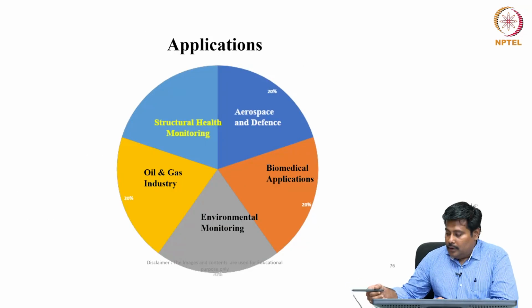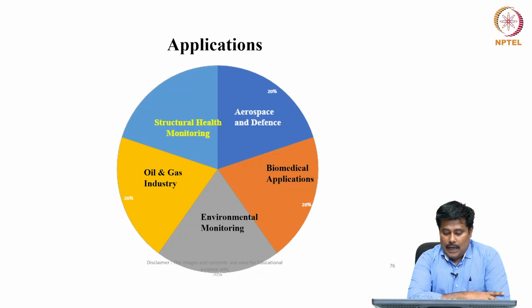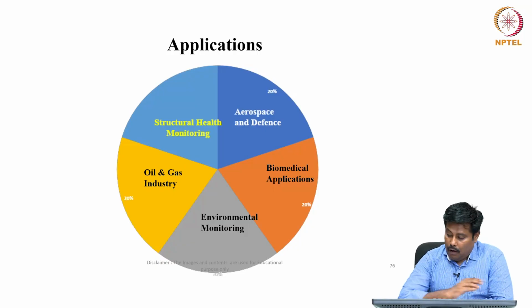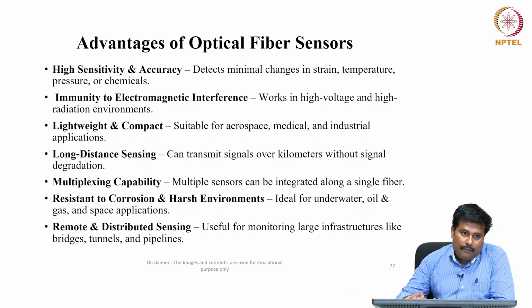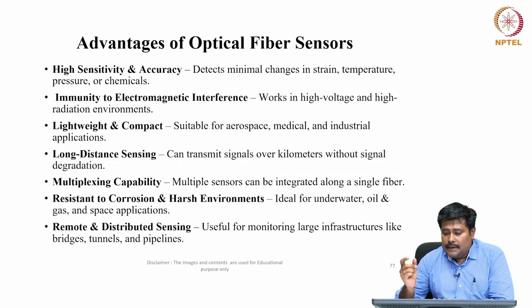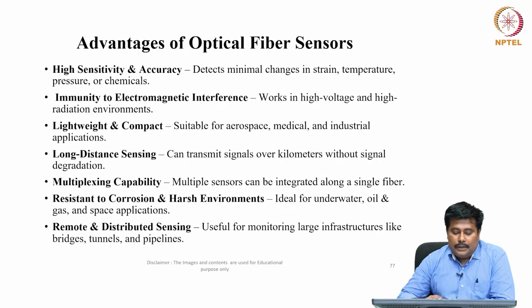So, now, if we try to look into the overall applications, these kinds of optical fiber sensors are efficiently used for structural health monitoring, aerospace and defense applications, biomedical applications, environmental monitoring, and the oil and gas industry. So, some of the key advantages of these optical fiber sensors are high sensitivity and high accuracy. They detect minimal changes in strain, temperature, pressure or chemicals. As far as immunity to electromagnetic interference is concerned, they work in high voltage and high radiation environments.